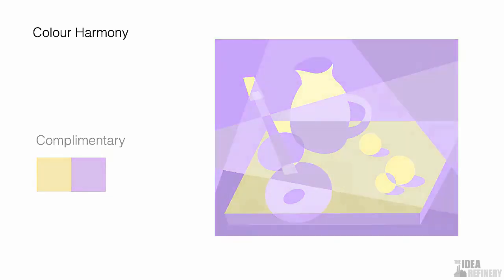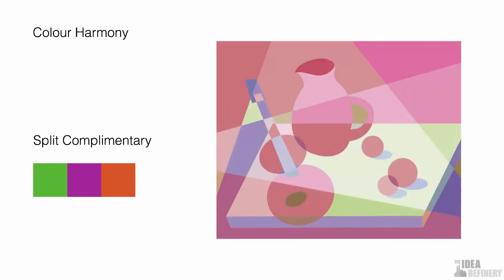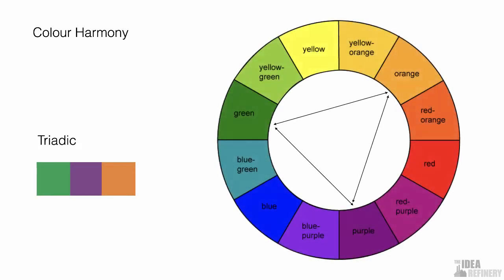Let's take a look at another one. A split complementary is like a regular complementary color scheme, except that one of the complements is replaced by two colors on either side of it. I think the reason why this color scheme was developed was similar to my use of accent colors with analogous color schemes. Another very common color scheme is the triadic color scheme.